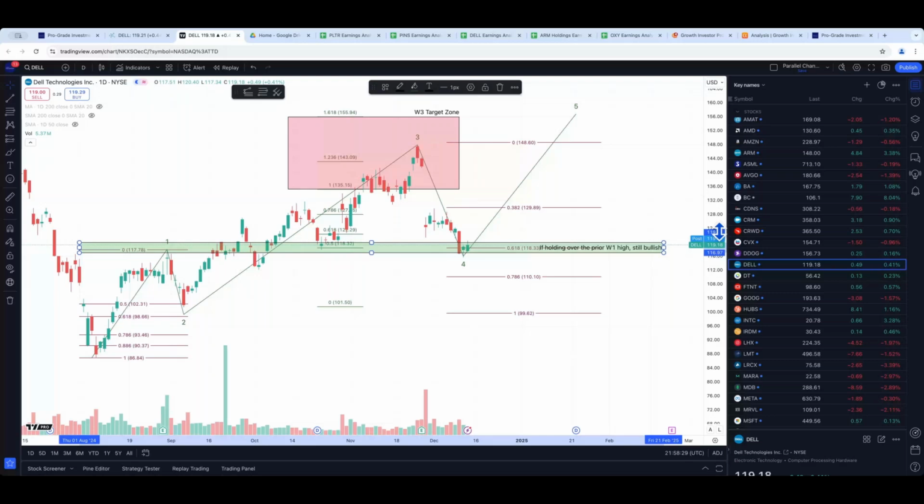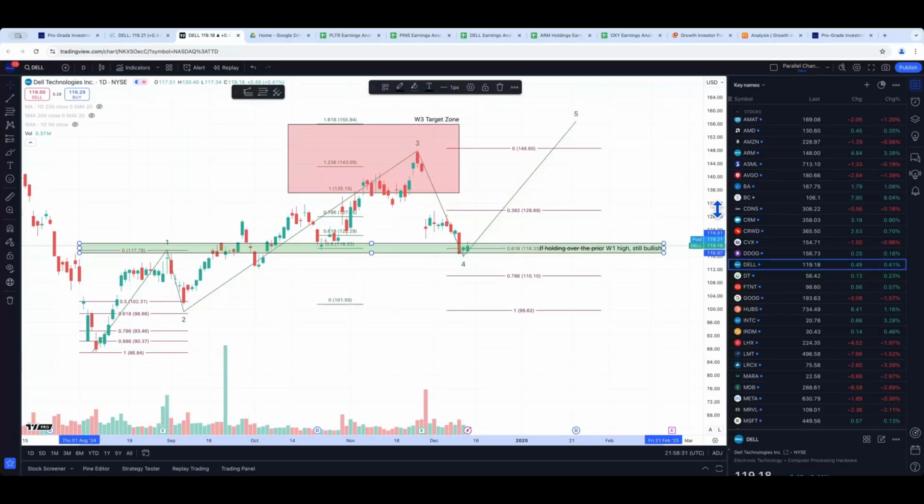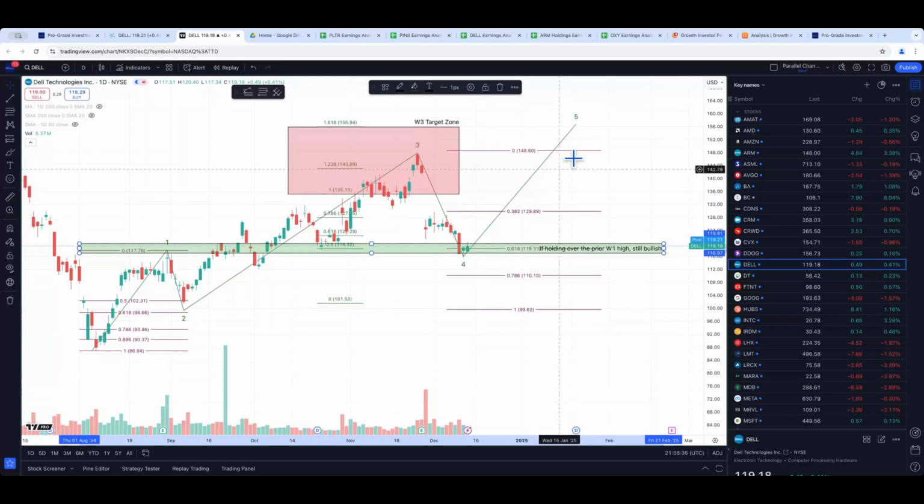It has moved up a little bit with Broadcom by the look of it, and I think DELL will hold there, and I think it can put in a 5th wave up. So price right now just shy of 120, and I suspect this can make a high over this wave 3 high. So I think we might see DELL make, I'm going to say 150.